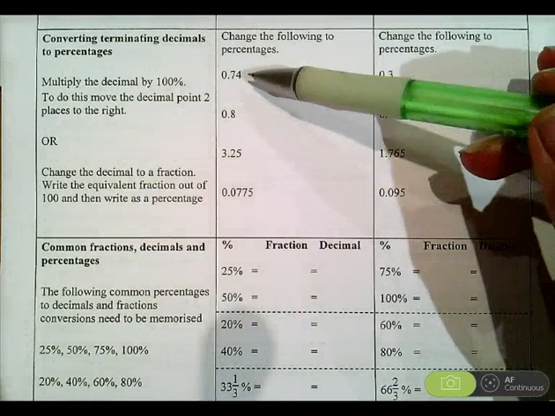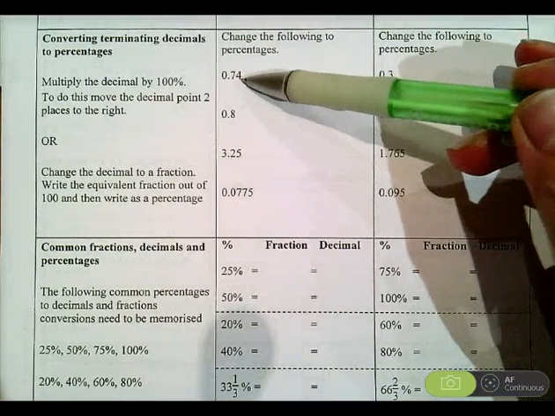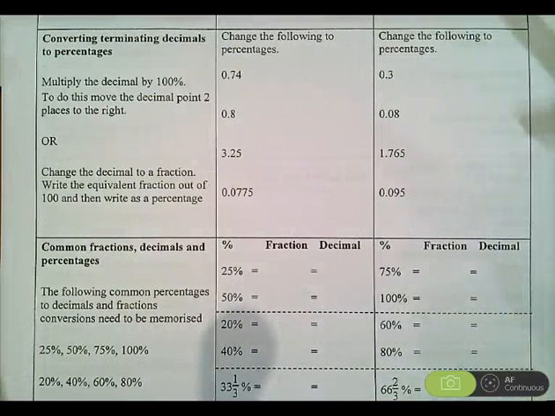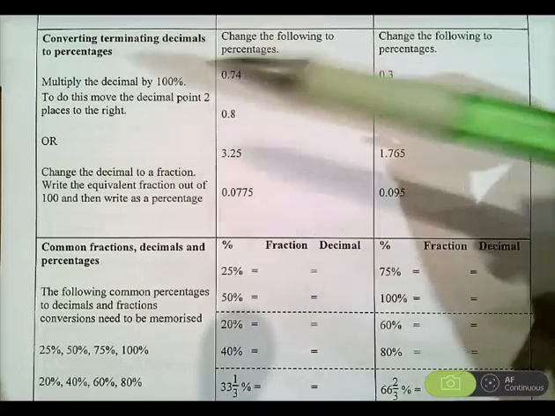Now for the next section, which is converting terminating decimals to percentages. Now terminating decimals are decimals that do not go on forever and ever. We've got 0.74, and so the decimal stops or terminates, okay? Now there are 2 methods here for converting terminating decimals to percentages.